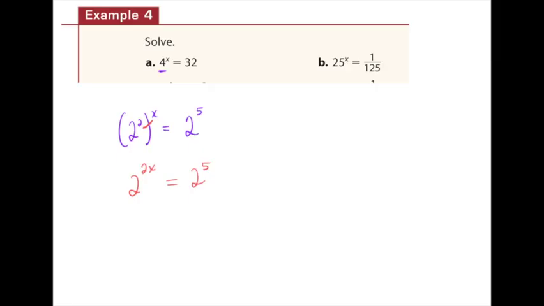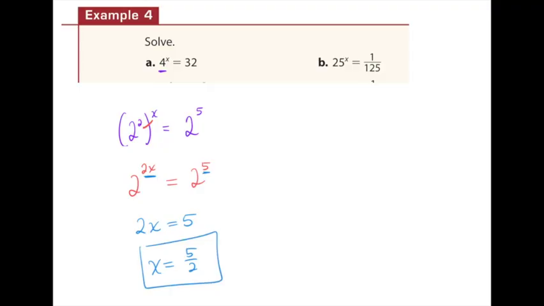Anytime you have exactly the same bases to a power, your powers are equal. That's what that rule tells us. So that means that 2x will equal 5. Well, that's rather simple. Divide both sides by 2. x is going to equal 5 halves. And that is my answer, 5 halves.